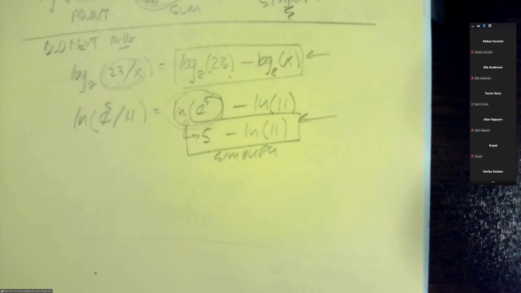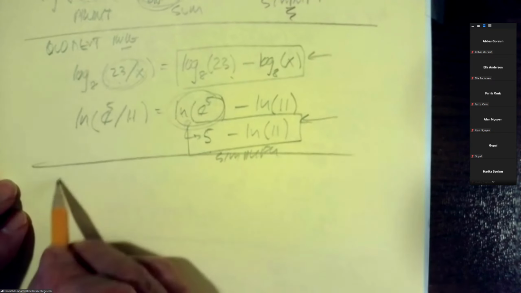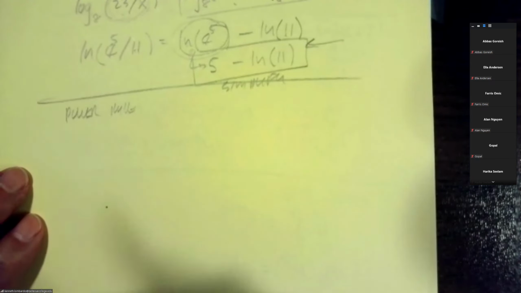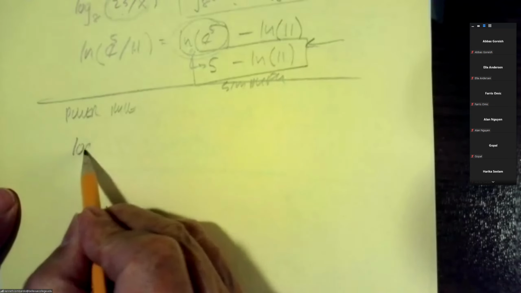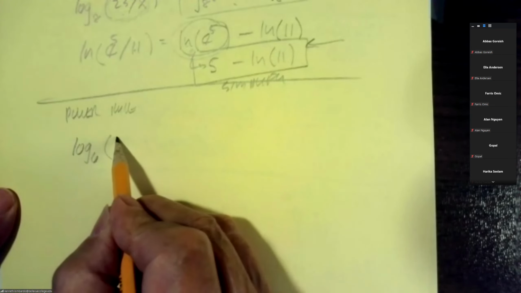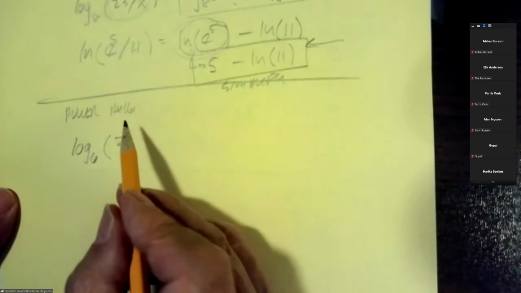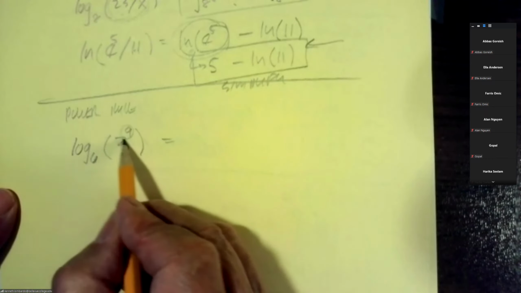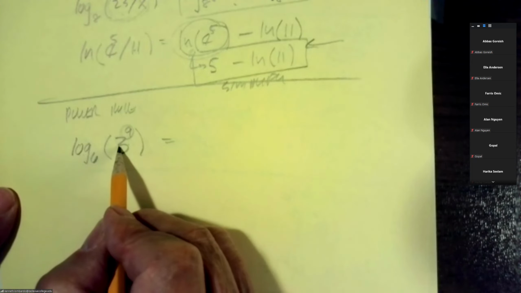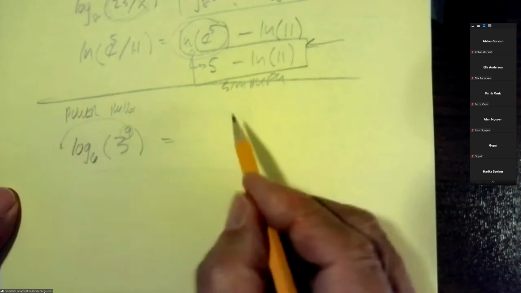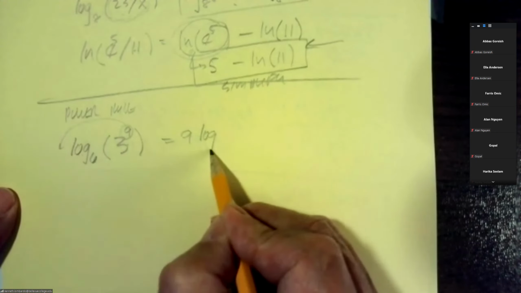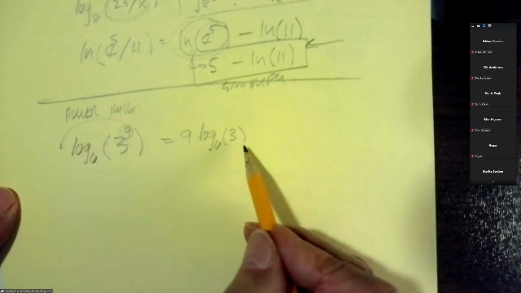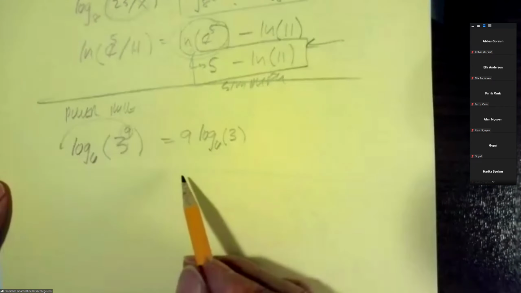If I take a look at the power rule, as an example, I might have log base 6 of say 3 to the 9th. And I say, well, if I have an exponent in here that the log function is working on, then that becomes a multiplier. So that looks like 9 log base 6 of 3. Okay. Questions on that at all?